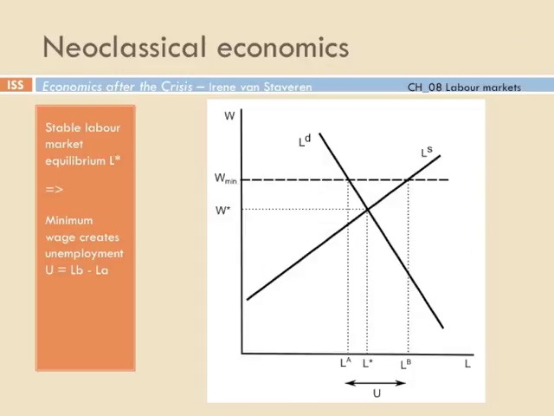Neoclassical economists recognize that in unemployment there is some voluntary unemployment, meaning those people who are not willing to work at the going wage rate or a lower wage rate. This diagram shows you what happens in a neoclassical world when there is a minimum wage that is effective, meaning above the market wage. This minimum wage creates unemployment because at the minimum wage, the labor demand is lower than the labor supply. And unemployment then is the difference between the labor supply and the labor demand.